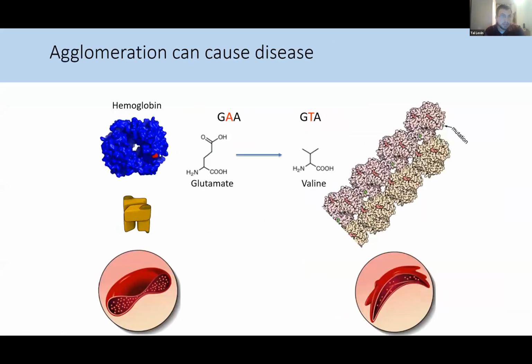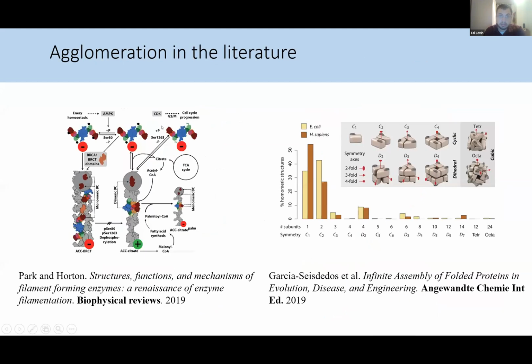Agglomeration can appear in diseases, like the case of sickle cell anemia, where a single mutation in hemoglobin from glutamate to valine now causes hemoglobin to form fibers and filaments, or to agglomerate, and this actually changes the structure of the red blood cell, causing the disease phenotypes. Several reviews about agglomeration exist: what Nancy mentioned before, comprehensive lists of proteins known to agglomerate or cause filaments, and a review from our lab highlighting the effect of symmetry on the ability to agglomerate.